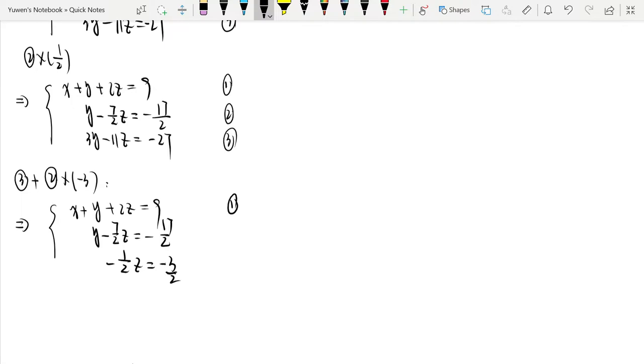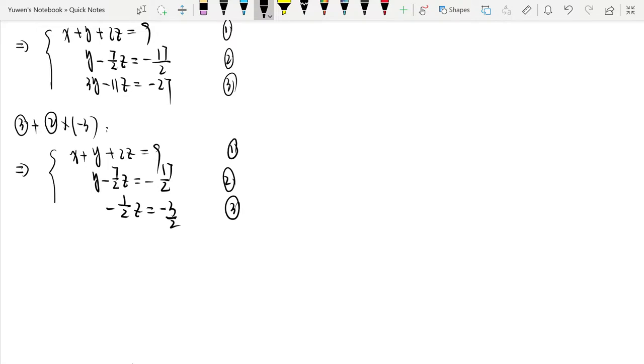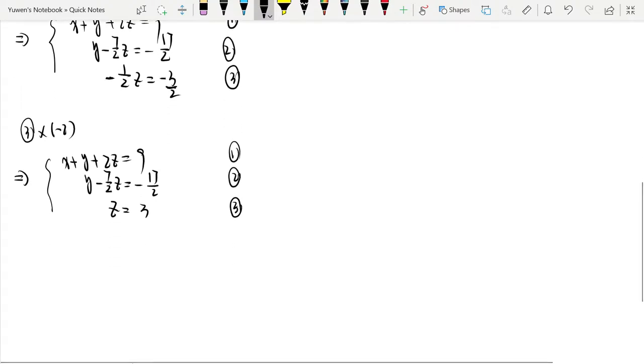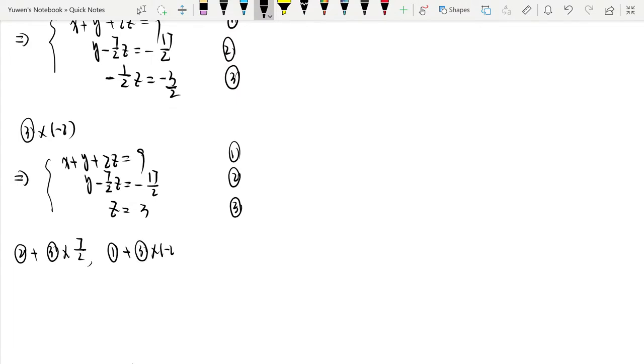Now we get the solution for z. The third one times negative 2, then the first and second equations did not change, and the third one is z equals 3. We can still use Gauss elimination. The second equation plus the third equation times 7 over 2, and the first equation plus the third equation times negative 2, we can get rid of z in the first and the second equation.